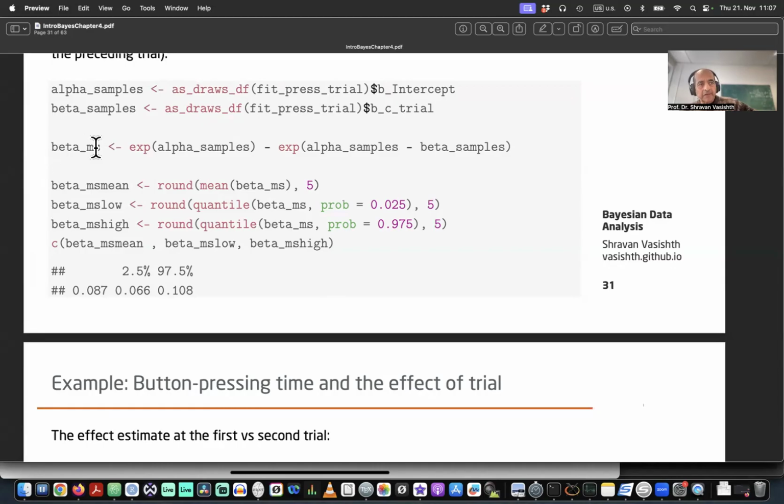And once you have that vector, you can calculate statistics on it, like the mean and the lower and upper bounds, right? So these are 95% credible intervals. So what you get is the mean of 0.087 milliseconds and a credible interval of 0.06 to 0.1. These numbers are very small on the millisecond scale because we're talking about the change in the button pressing time when you go from one trial to the next, right?